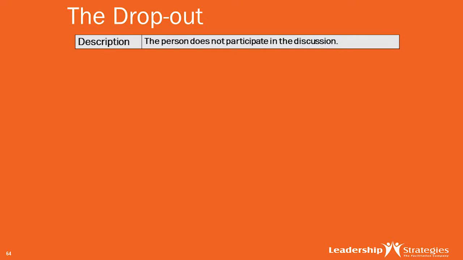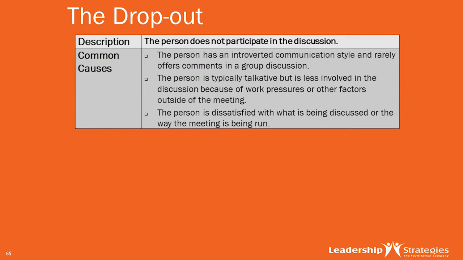A dropout is a person who does not participate in the discussion. Common causes of a person dropping out include the person has an introverted communication style. The person is usually talkative but is quiet due to work pressures or other outside factors. The person is dissatisfied with the process or the content.